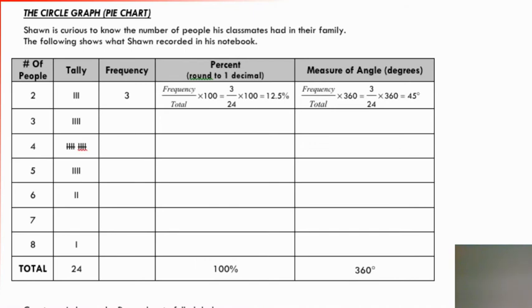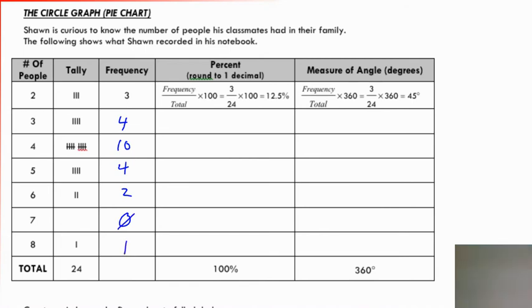So here we go. Let's continue. We have a good model here of what to follow when we talk about the percentage and the measure of the angle in degrees. This is interesting because we're going to want to use the amount of curvature or angle of the circle, the pie size. So let's do this. All right, so we have 4 here. We have 10. We have 4. We have 2. No one with 7 people, and one family had 8.